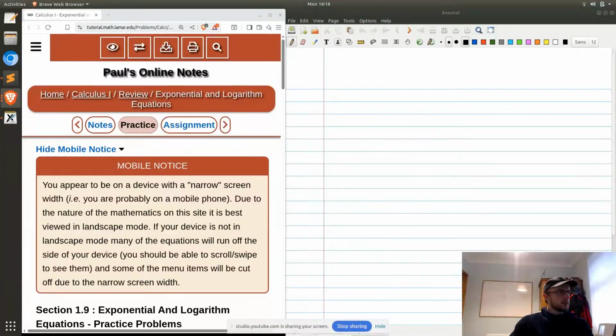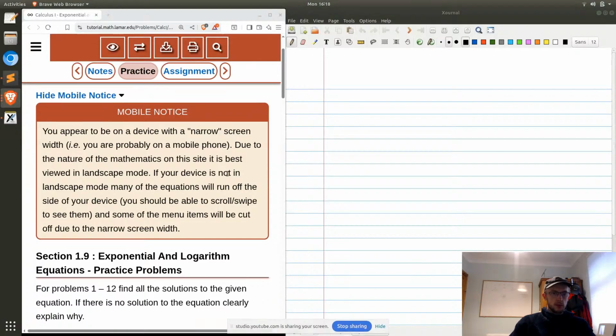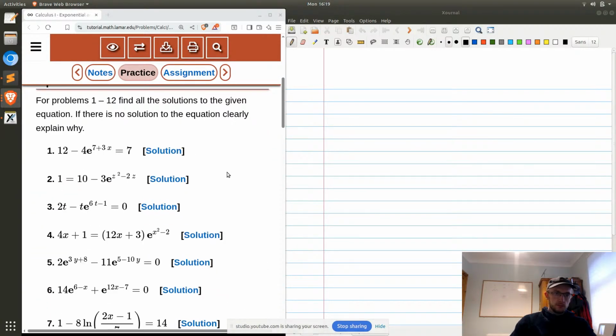All right. Back now to exponential and logarithm equations. For these problems, find all the solutions to the given equation. If there is no solution to the equation, clearly explain why.